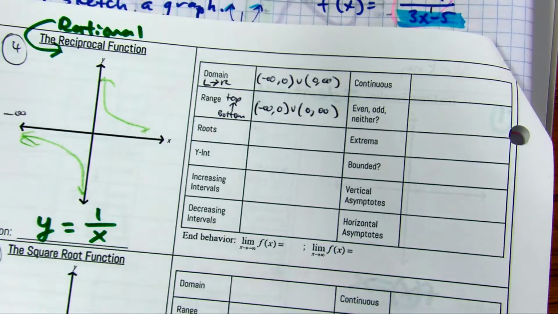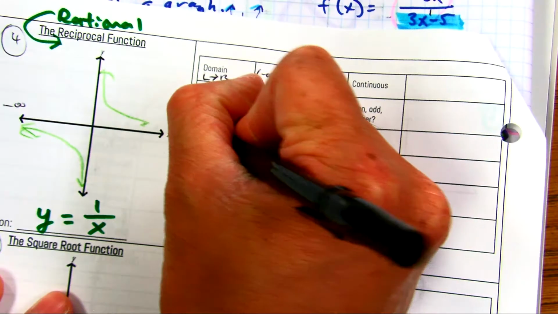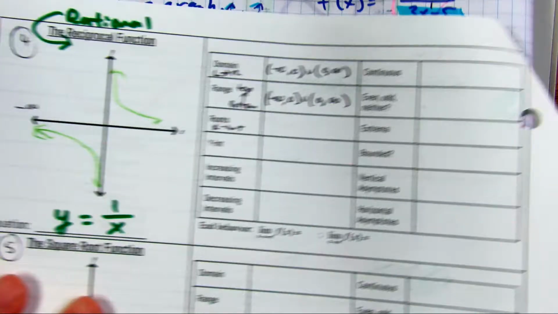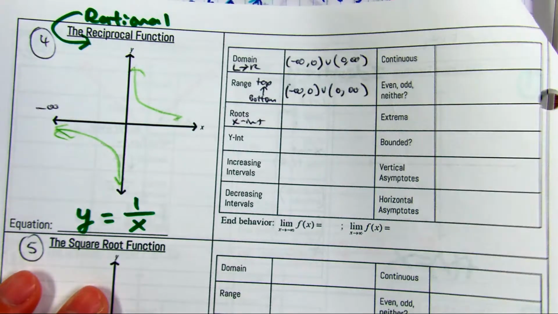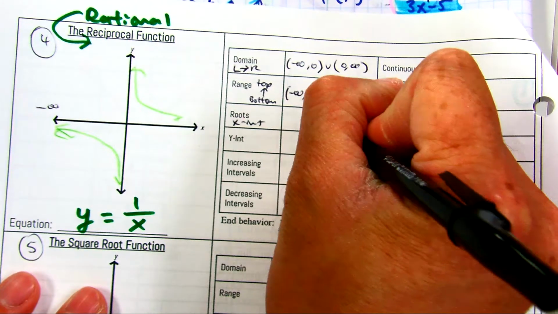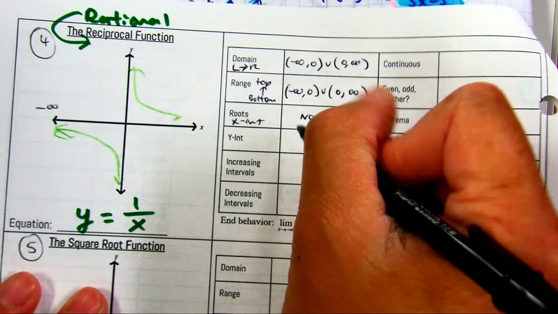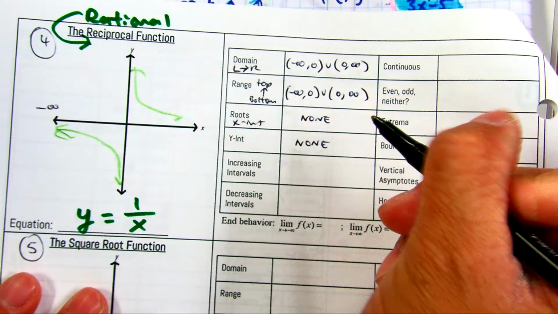Does anyone know another name for roots? X-intercepts. Question. Does a graph have any x-intercepts? None. How about y-intercept? Is it ever going to touch the y-axis there? No. None. Okay.